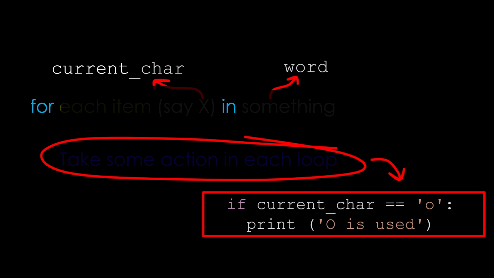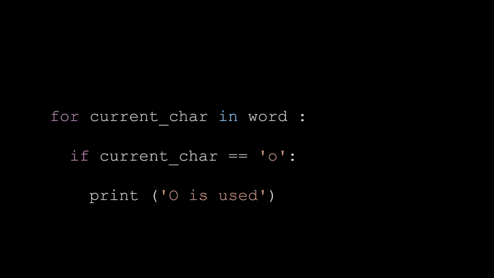So the code becomes: for current_char, that is character, in word, colon, if current_char double equals O, colon, print O is used. Before we explain in detail, let us see the final code in Google Colab.